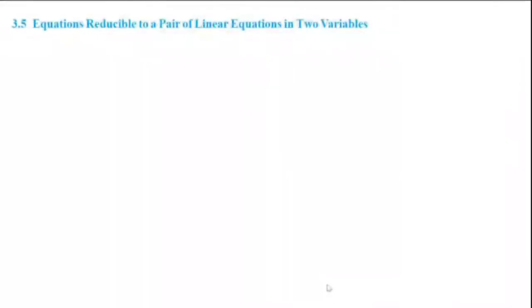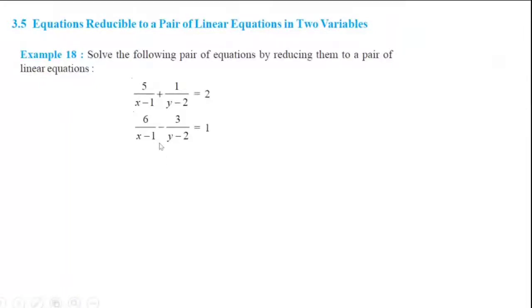Now we come to another topic: equations reducible to a pair of linear equations in two variables. Again, we have done this kind of question. Just quickly revise them. If I have an equation which is not a linear equation, that means the degree of the variables is not 1.